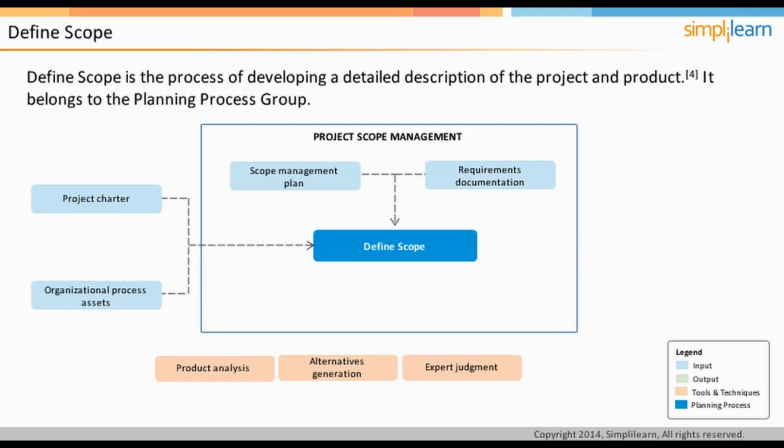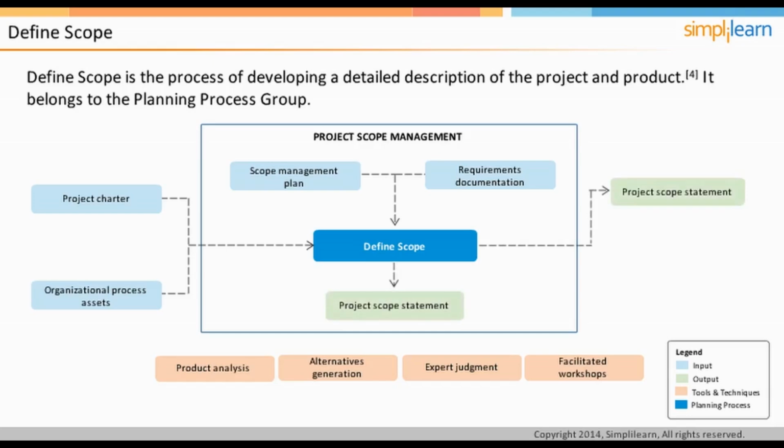In order to define the scope, you may also conduct specific workshops that are facilitated to generate ideas around the project scope. The output of this process is the project scope statement, which describes in detail the project's deliverables and the work required to create those deliverables. Therefore, the project scope statement has the project's product scope description, product acceptance criteria, project deliverables, and project constraints. This process also results in updating the requirements documentation and requirement traceability matrix developed earlier.